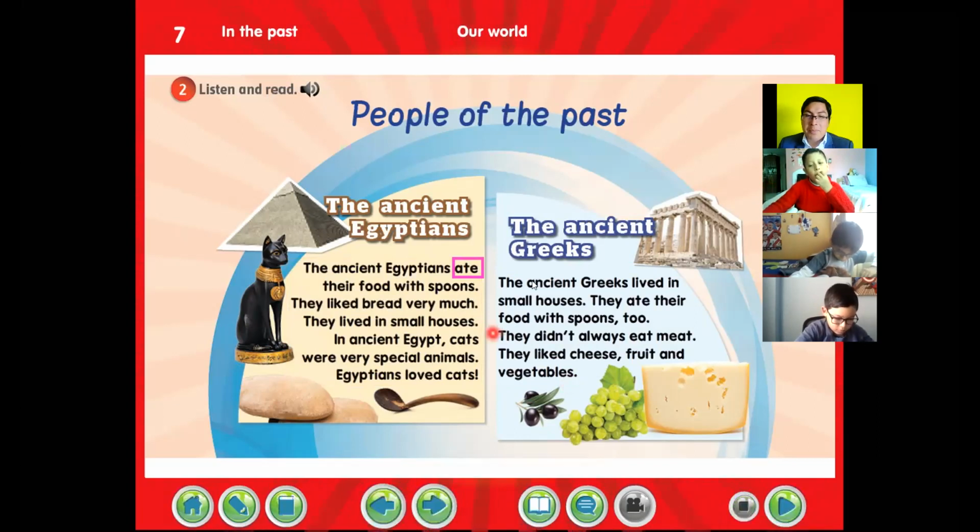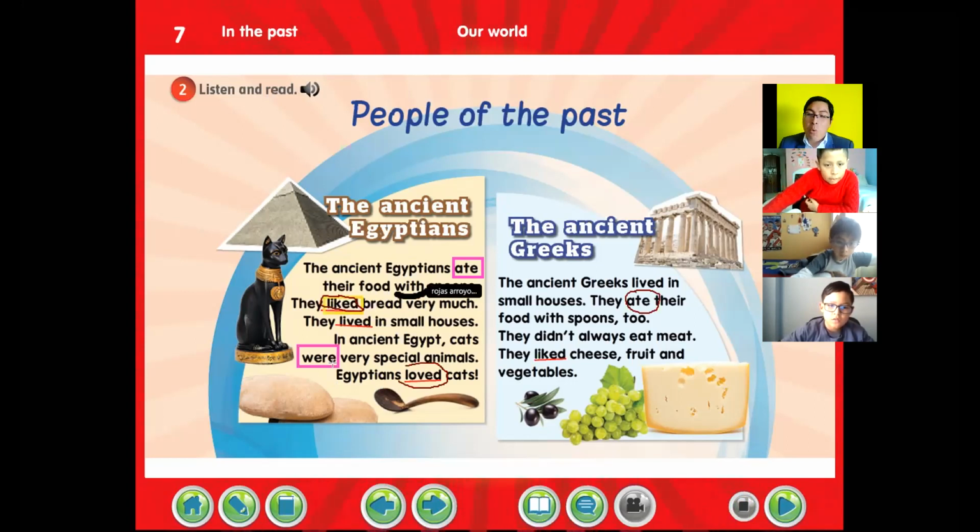Please identify in this part. Go to Zoom, please. Identify the actions in past, especially the verbs. Very good. The ancient Greeks ate their food with their spoons. Loved. Very good, Maria Paz. They loved cats, no? The Egyptians. Liked. Very good. Lived. Very good. Liked. Very good.